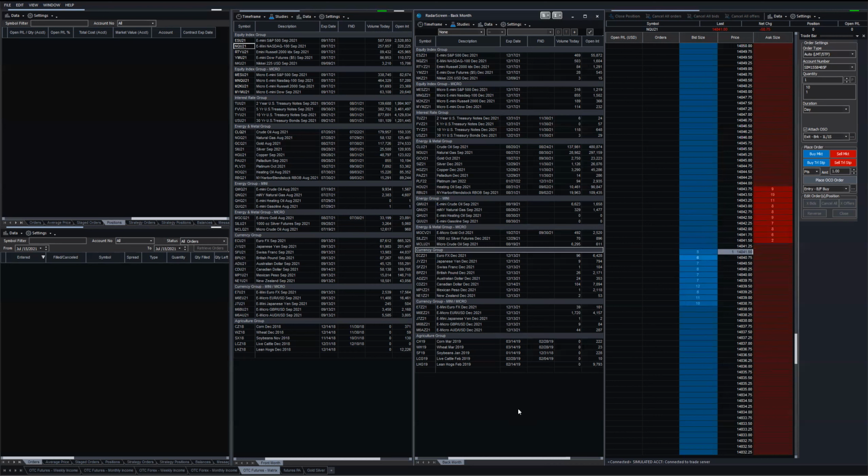So now, where did we stop yesterday? We stopped with the energy and metal here, front month and back month, right? As well as the minis and micros.